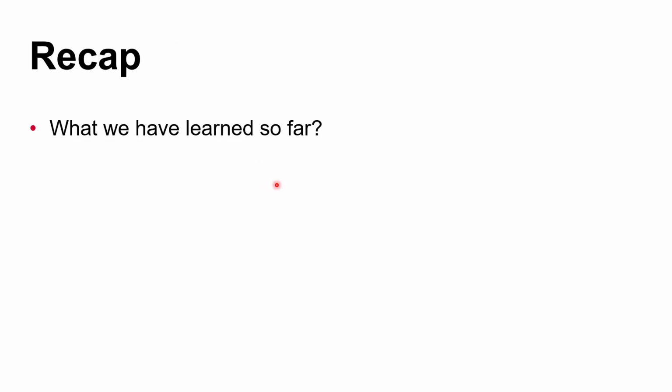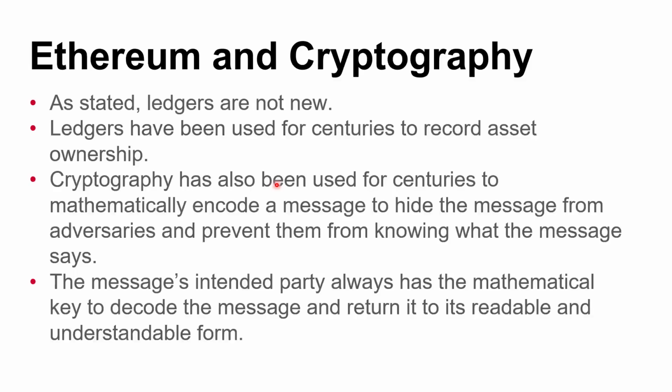So what we learned so far, we learned about smart contracts and we learned about the Ethereum blockchain. So we know that ledgers are not new. Ledgers have been used for centuries to record asset ownerships. Cryptography is also not new.